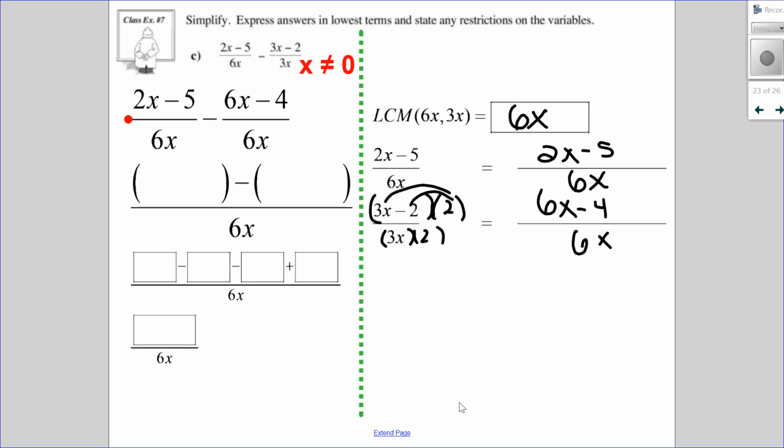Because the denominator is a monomial, the restriction is variable can't be 0. So I'm going to keep my denominator the same. I'll combine it as one fraction by subtracting the numerators, placing brackets around because I'm going to subtract the entire numerator. So 2x minus 5, take away 6x, take away a negative 4 is a positive 4. So 2x take away 6x is negative 4x. Negative 5 plus 4, negative 1. And that would be my final answer.